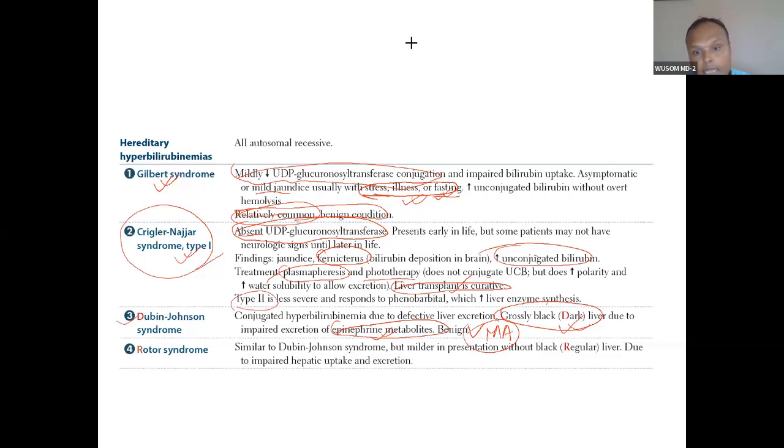But this is not the case in Rotor syndrome, because MRP is intact in such a condition. It will be excreted nicely here, so the liver will be regular. But the conjugated bilirubin is defective. And this is a benign condition; you can see this is also benign. But one problem you can see in Dubin-Johnson syndrome is that the liver is dark, while here the liver is regular. So this is the difference between Dubin-Johnson and Rotor syndrome when you see it physically.